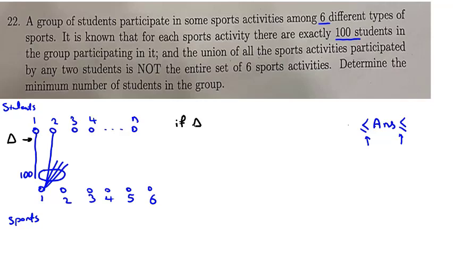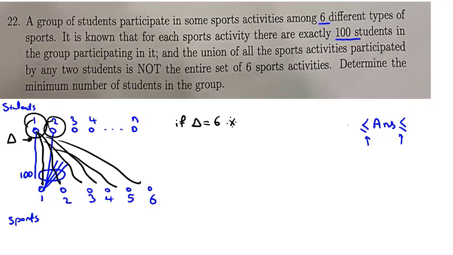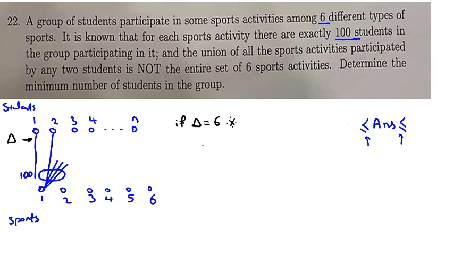So, if delta is 6, then we have a contradiction. Why? Because if it is connected to 6, so 1 with any other, for example 1 and 2, because 1 has all the sports, the union of 1 and 2 has all the sports, and here we have a contradiction. Okay, so delta is not 6.